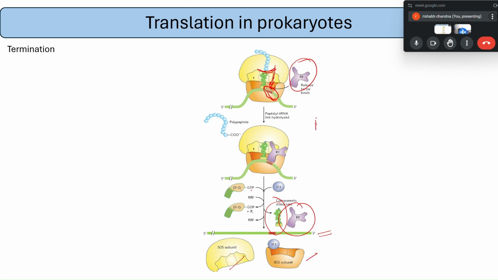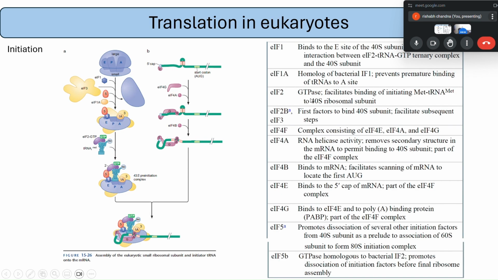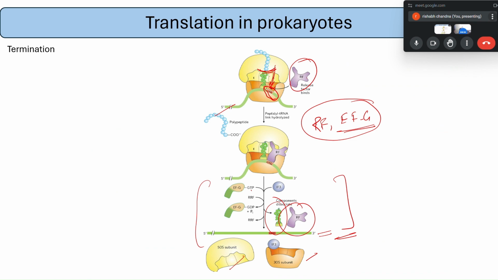So here the release factor and the elongation factor G play a role in releasing the peptide chain and all these factors that are bound to the mRNA chain. So this leads to the termination of the translation process. And here the end of the prokaryotic translation occurs.